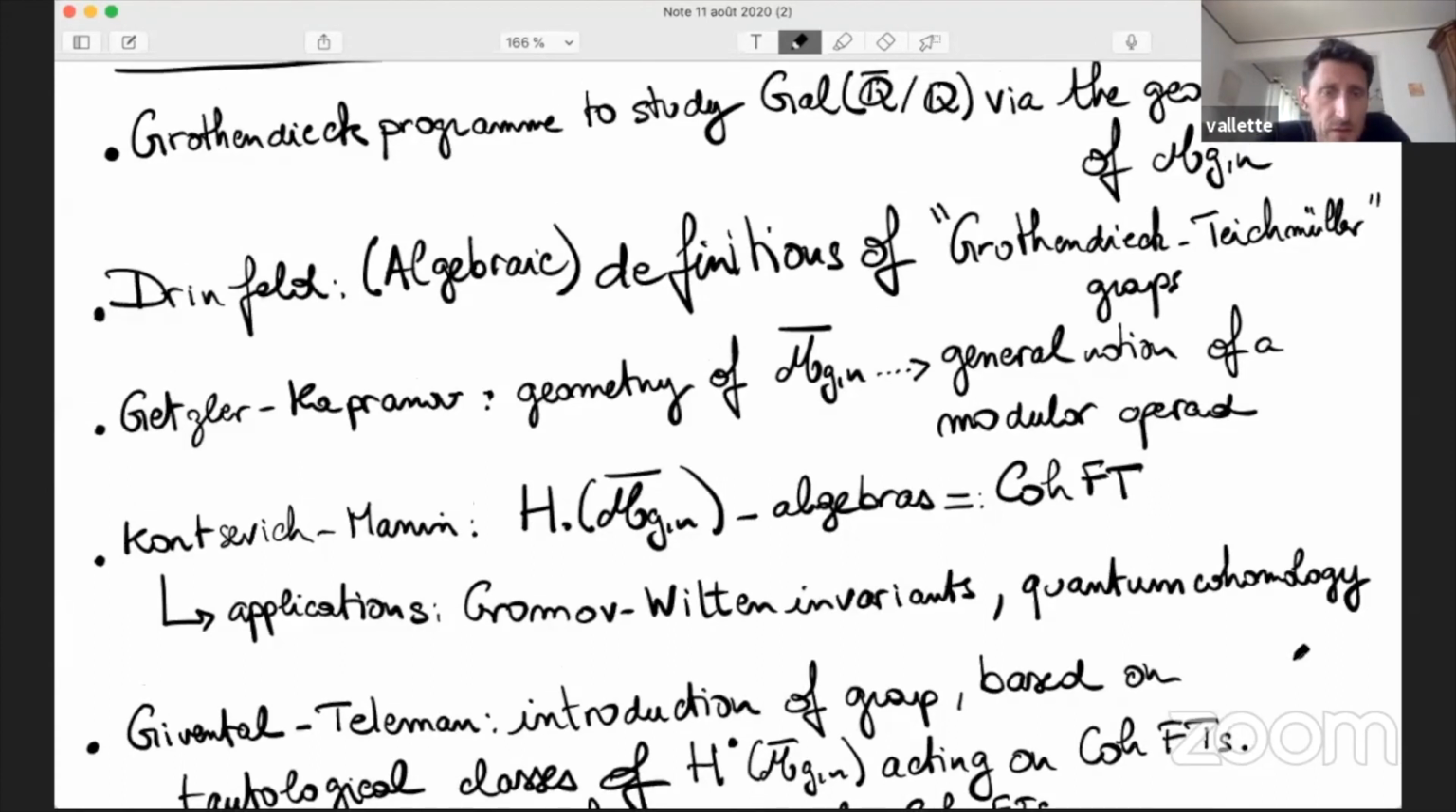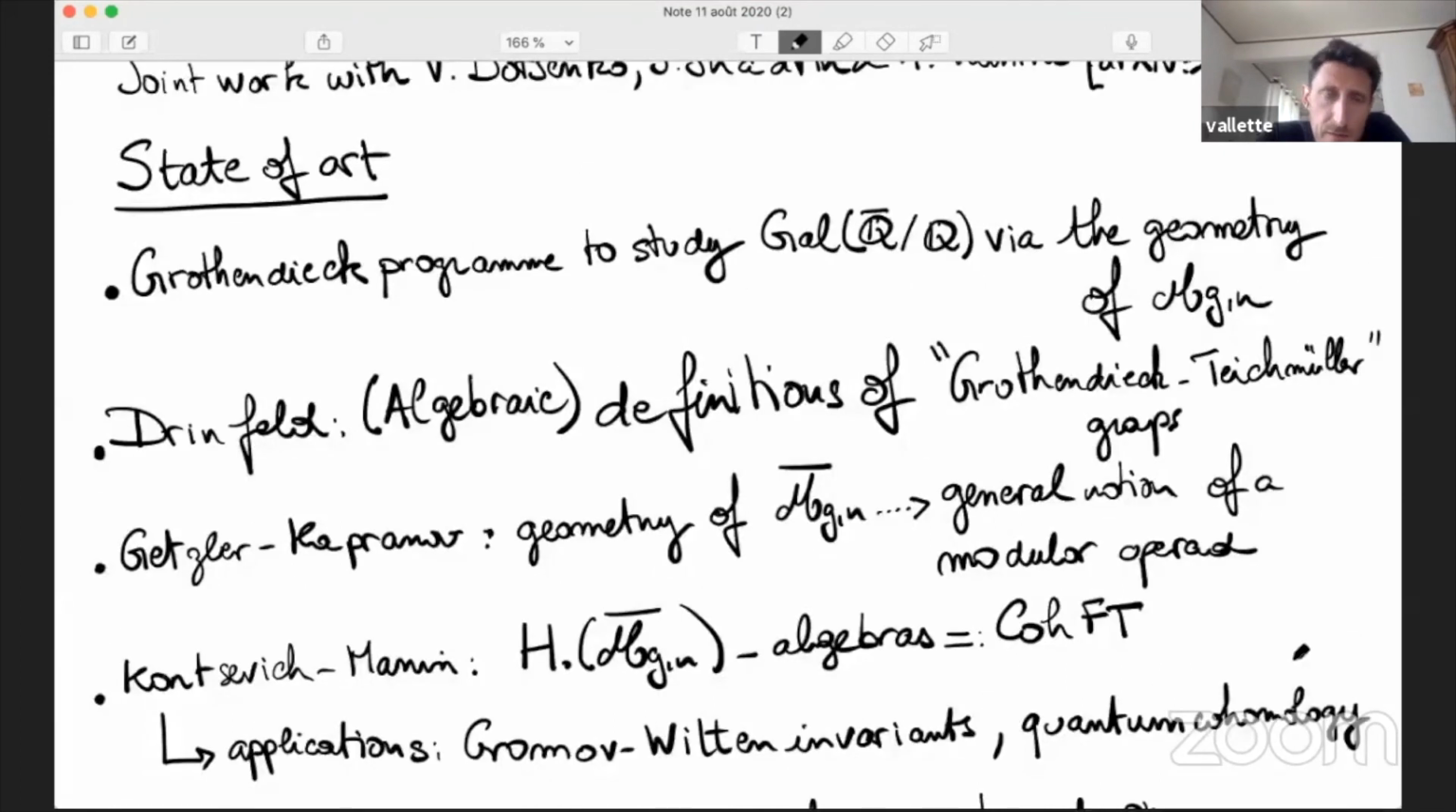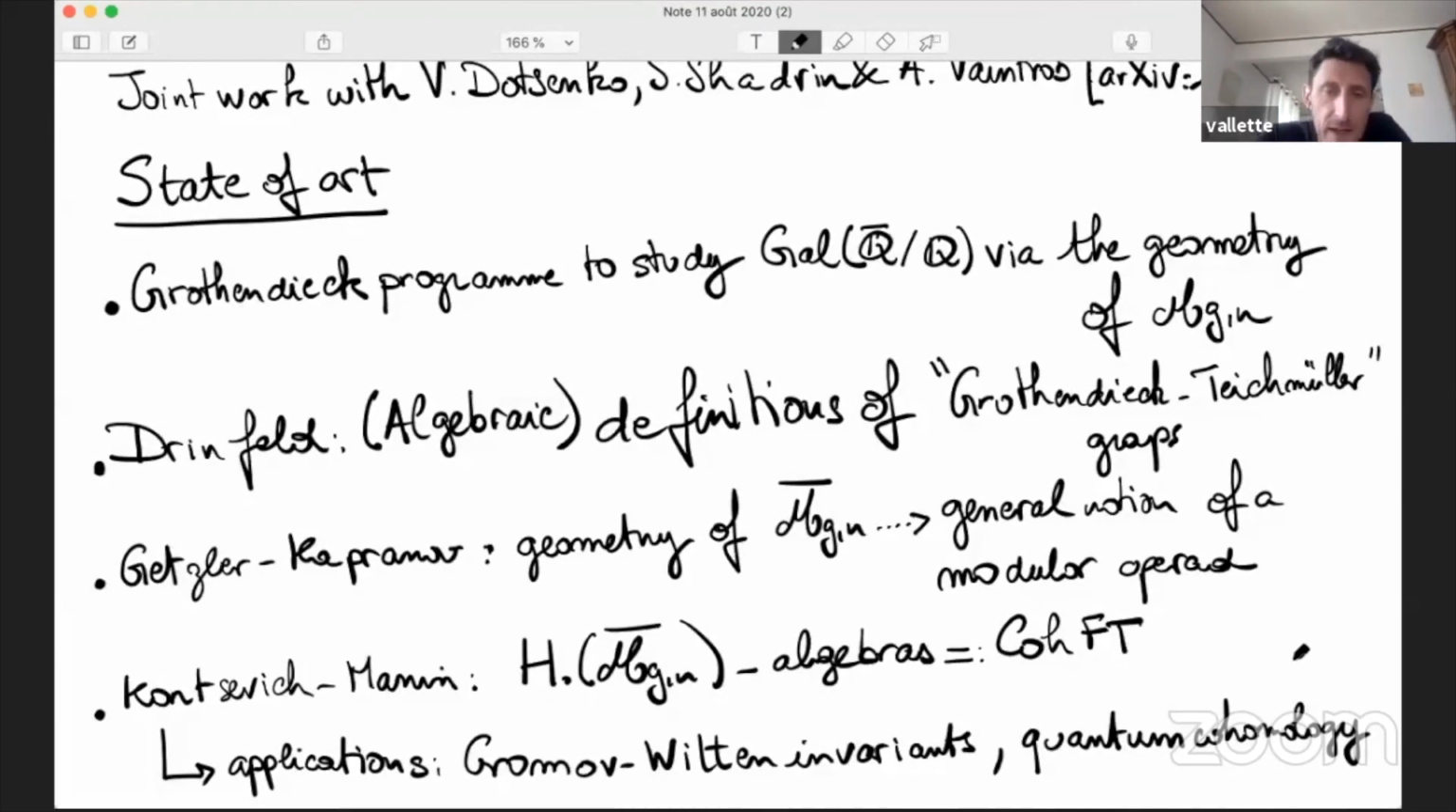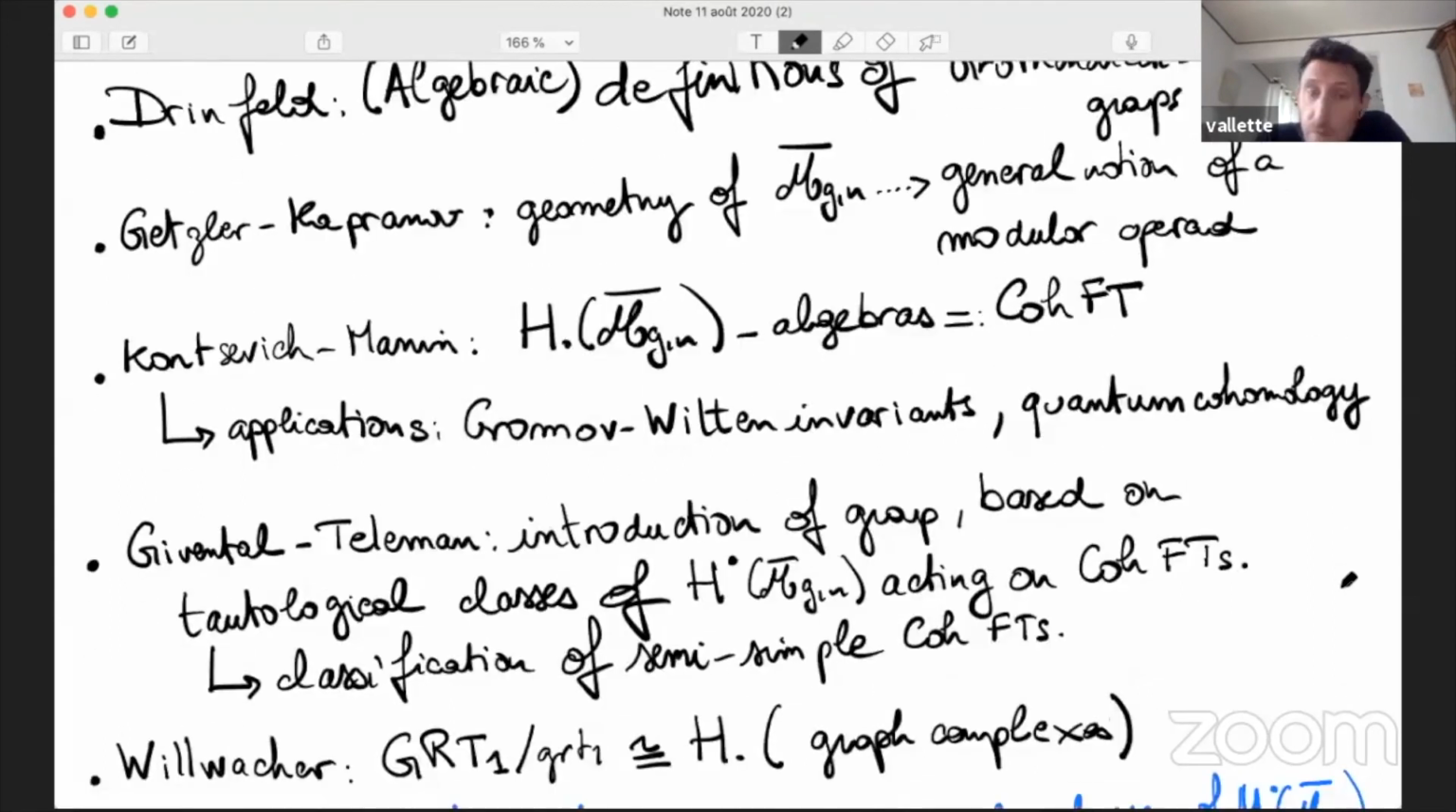Now, one could say that one branch of the story ends here. Because if you look closer, that's what we're going to do in the next minutes, the Grothendieck-Teichmüller group is actually not completely related to M̄_{g,n}. It is more related to the general notion of modular operad. So far, it is not using the very structure and the elements of M̄_{g,n}, but more the general structure that it satisfies. But now, if you look closer at M̄_{g,n} itself, okay?